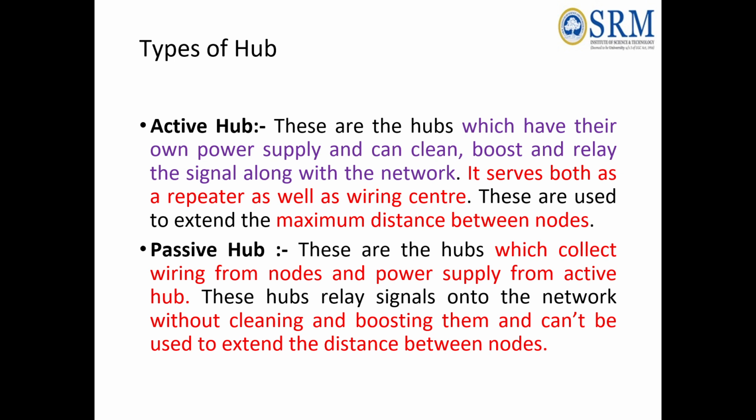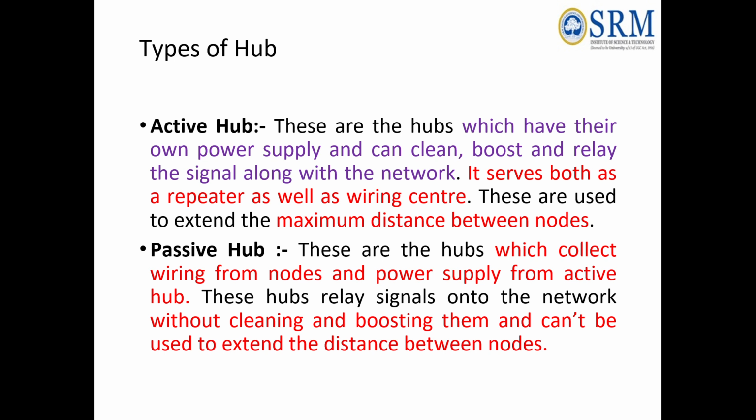First, let's see active hub. There are hubs which have their own power supply and can clean, boost and relay the signal along with the network. It serves both as a repeater as well as a wiring center. These are used to extend the maximum distance between the nodes.